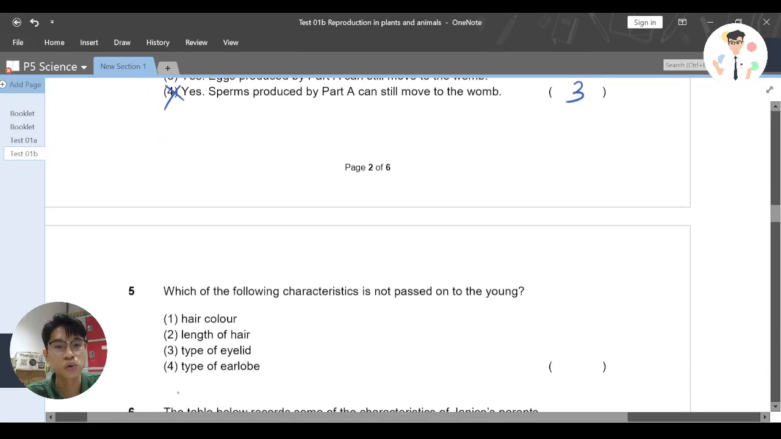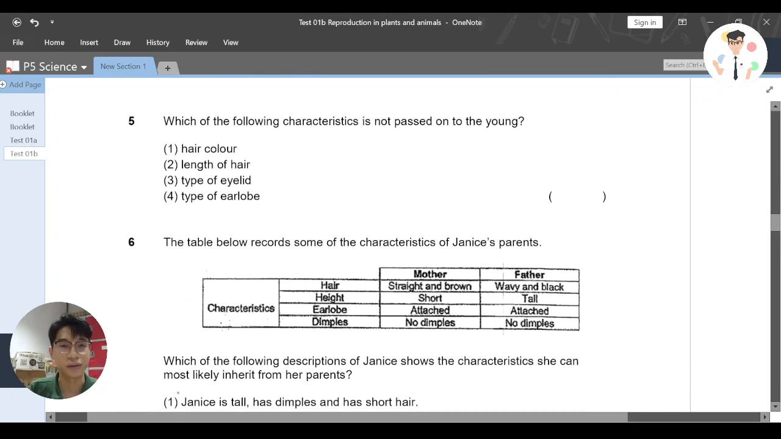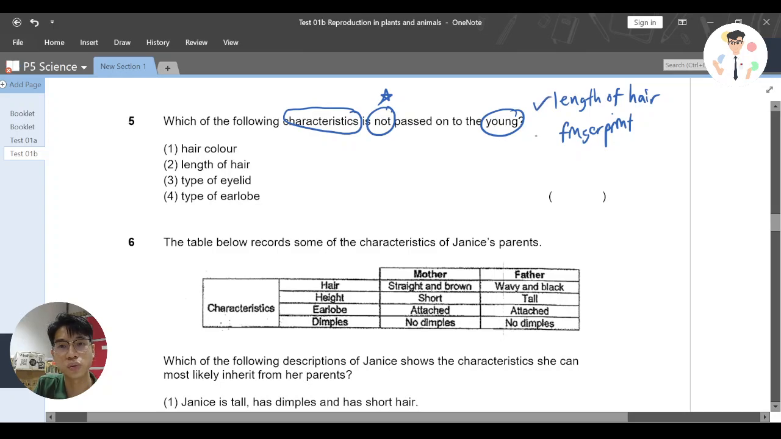Okay, let's move on to question number 5. Heredity. Which of the following characteristics is not passed on to the young? Again, the keyword here is not. Basically, in the booklet that we learned, we mentioned 2 very important things. Length of hair, that we will not be able to pass on, and also the fingerprint. So if you still remember these 2 ideas, automatically you know the answer is option number 2.